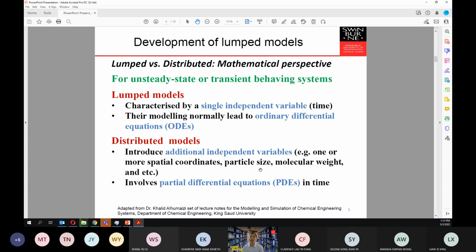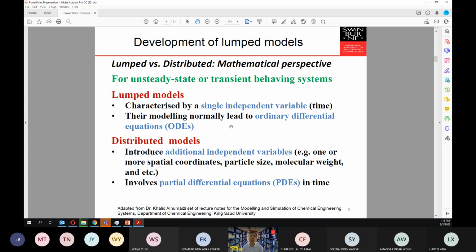If we look at the mathematical aspect of lumped versus distributed models, here we are talking about unsteady state or transient behaving systems, meaning that we have the variable of time playing a role. For lumped models, since we don't have variation in terms of spatial properties, we will have ordinary differential equations, because this is characterized by a single independent variable.